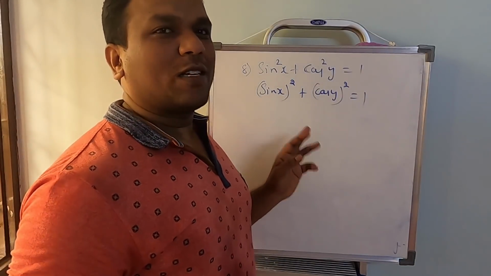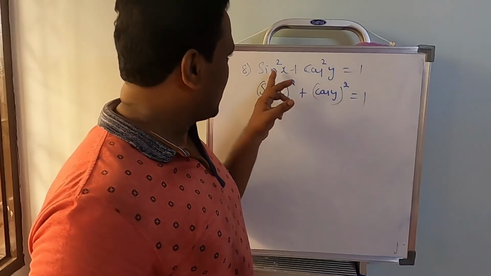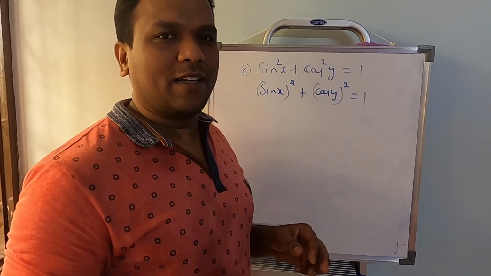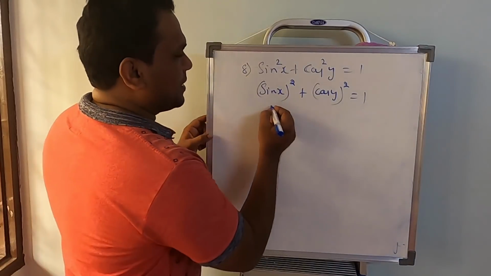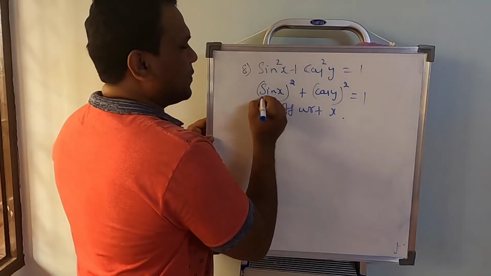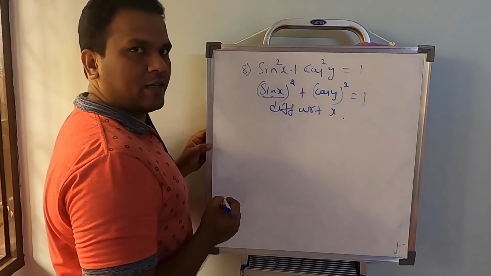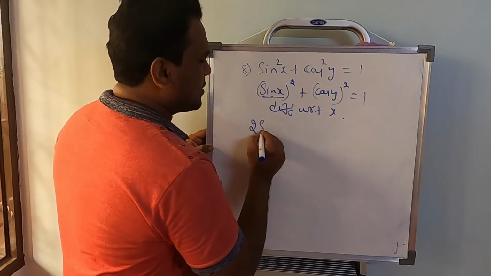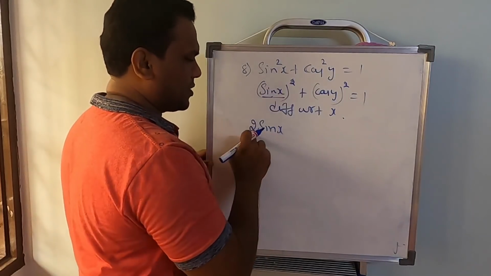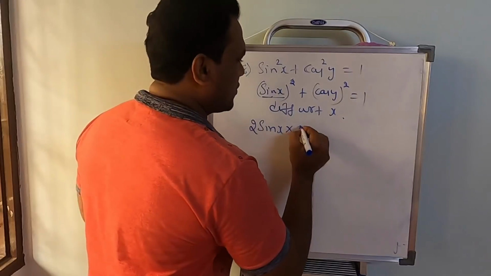Don't get confused, sir, sin square plus cos square. No. This is sin square x, this is cos square y. The sum of that equals 1, it's not because of the identity. Now let's differentiate this with respect to x on both sides. First, it's in the form of x square, so the differentiation of x square will be 2x. So this should be 2 sin x multiplied by the differentiation of sin x.